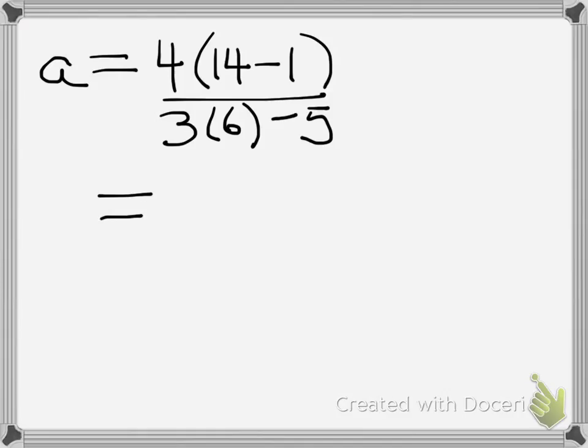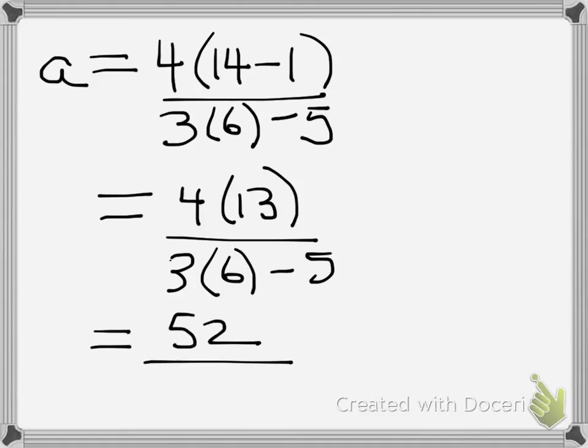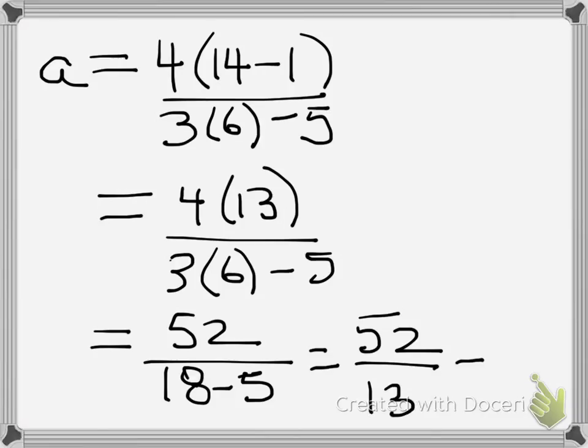So following order of operations, 14 minus 1 is what I would do first. I would get 13, and then 4 times 13, which is 52. Then I would work on the denominator. 3 times 6 would be 18. 18 minus 5 would be 13. So my final answer is 52 divided by 13, which is 4.